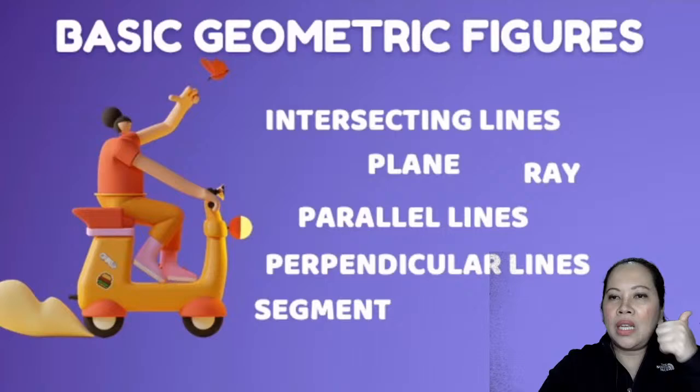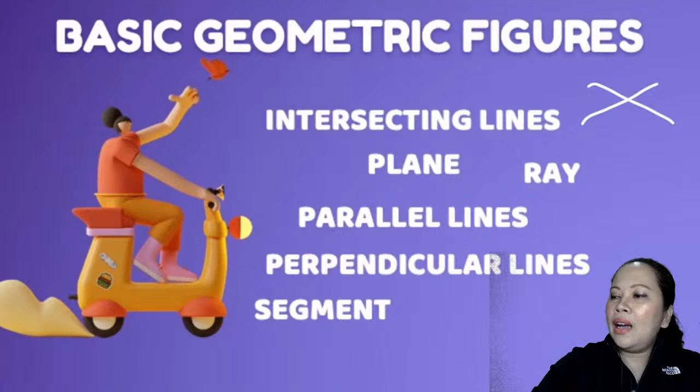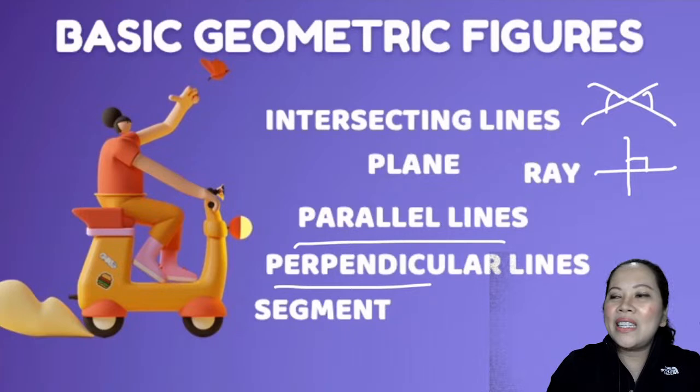Okay? So intersecting lines do not need to be 90 degrees. However, perpendicular lines always form 90 degrees at their intersection. Okay, so that's the difference between the two.